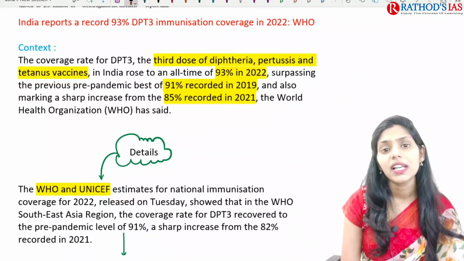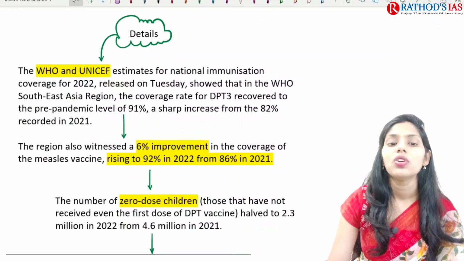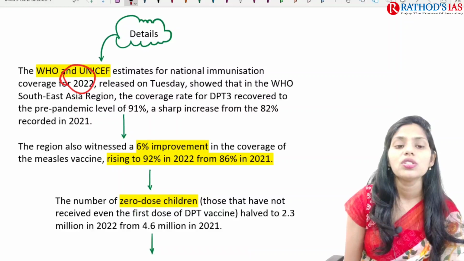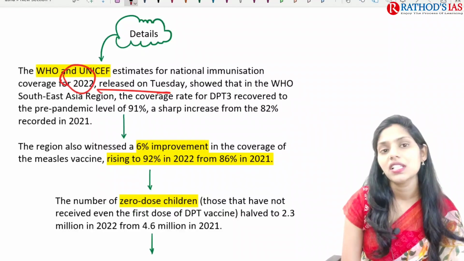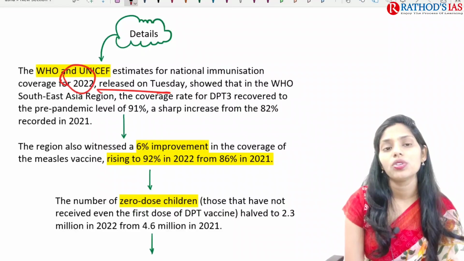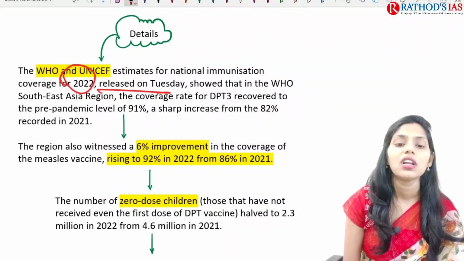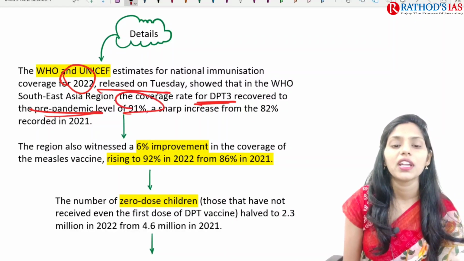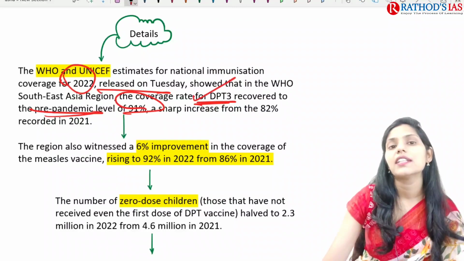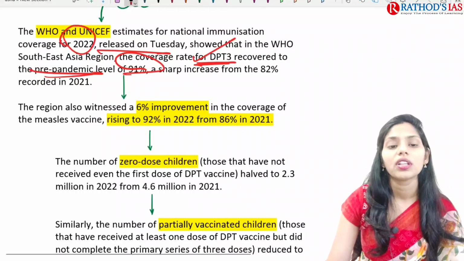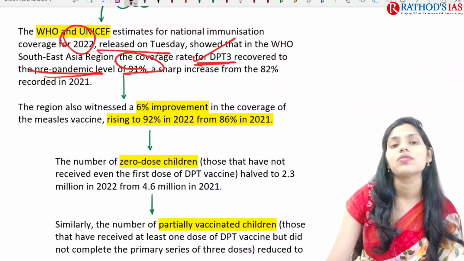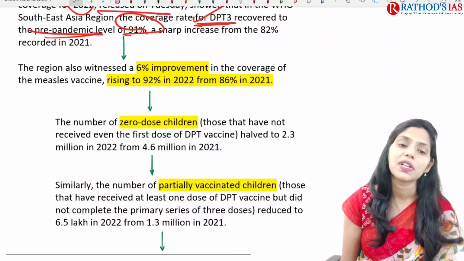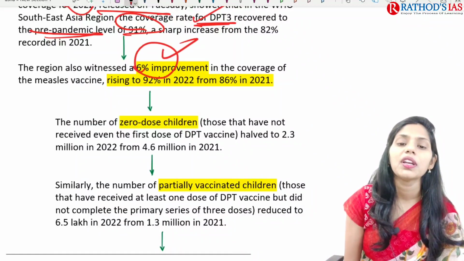If we talk about the details, the World Health Organization and UNICEF estimate national immunization coverage for 2022. This document has been released, and it shows that WHO says in the Southeast Asian region, the coverage rate of DPT3 recovered to the pre-pandemic level of 91%. Okay, and there is a sharp increase from 82% recorded in 2021.